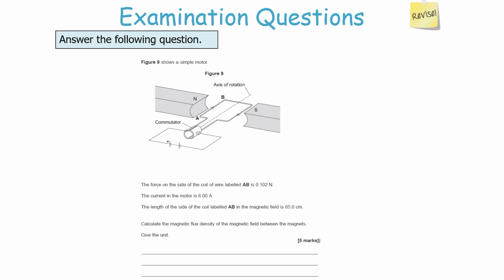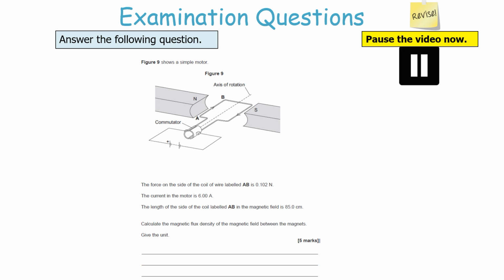The next question says, figure 9 shows a simple motor. The force on the side of the coil of the wire labelled AB is 0.102 newtons. The current in the motor is 6 amps. The length of the side of the coil labelled AB in the magnetic field is 85 centimeters. Calculate the magnetic flux density of the magnetic field between the magnets and give the unit. So pause the video now, then unpause the video when you want to go through your answers.